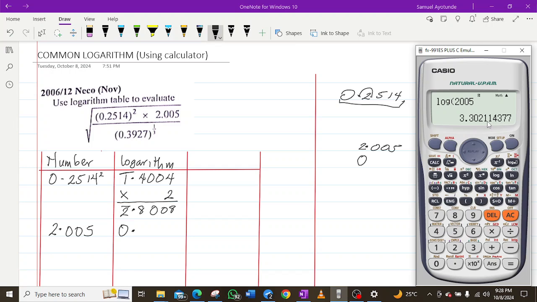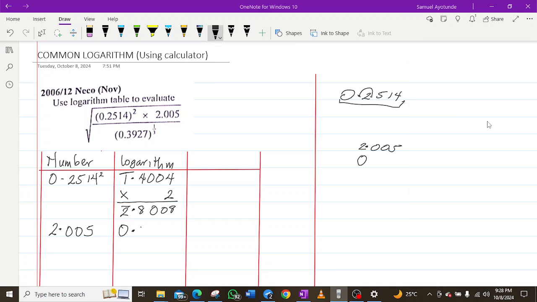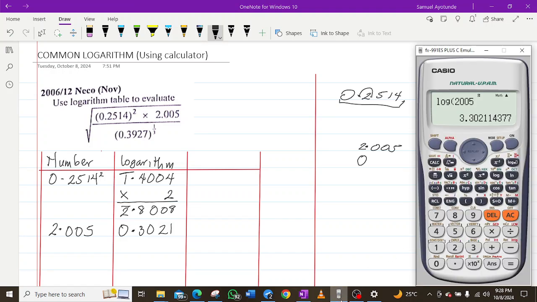So the logarithm value of this is 3021. Now I need to explain something. If you notice, when we're finding the logarithm value for 0.2514, we only took the decimal point, which is 2514. We discarded the 0. Now, over here, I didn't discard 2. And why did I not do that?